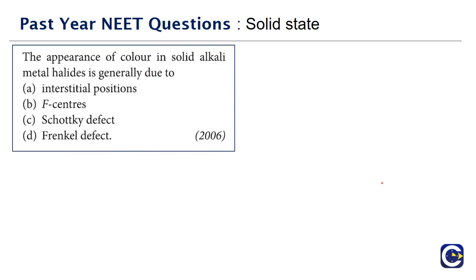Okay. Look at the next question. This is another theoretical question. This has come in the year 2006. The appearance of color in solid alkali metal halides is generally due to, I mean, in solid metal alkalis, right? This will show what we call the metal excess defect.